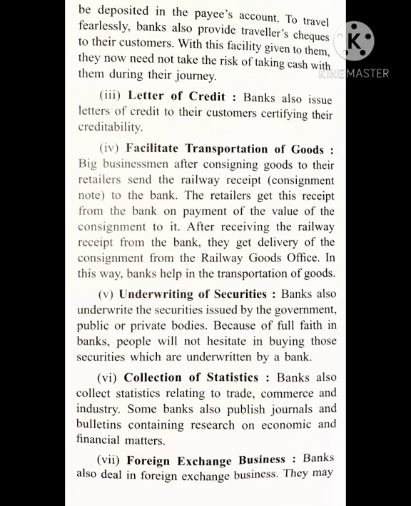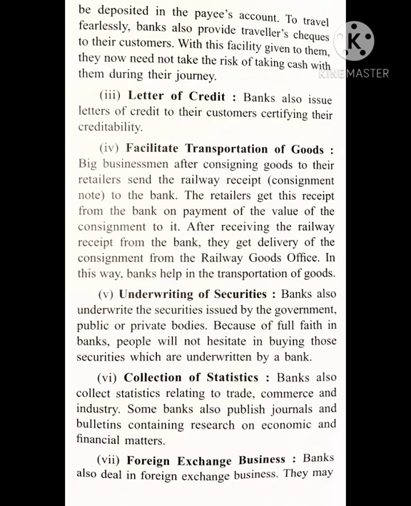Now, facilitate transportation of goods. Sometimes business consignments are there, right? So what they do, bank provides you facility to transport your goods. That means they provide you railway receipts and everything. So bank makes those payments of consignment. Once you give direction, they make all payment, they check everything, they take the responsibility of the transportation of your goods.